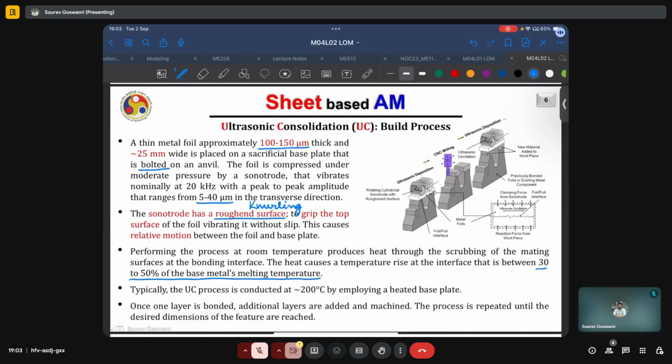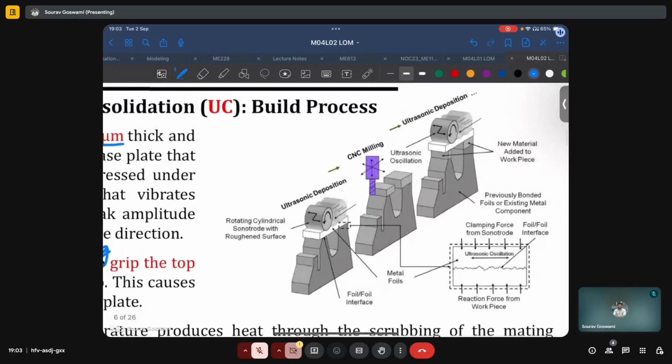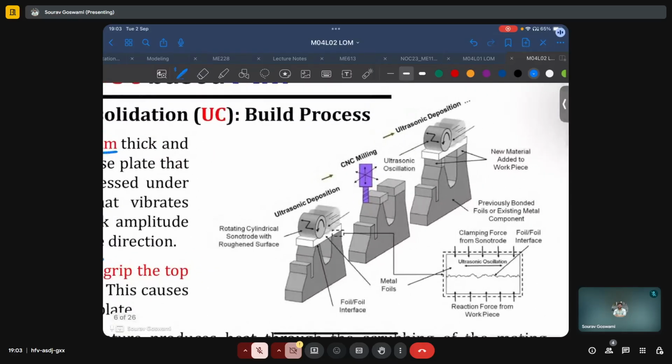And once a layer is bonded, additional layers are also added and machined. The process is then repeated until the desired dimensions of the features are reached. In the schematic here to the right, we also see the excess material removal step, which occurs through this CNC milling contour cutter. This will get rid of, for example, all of this material in between, which is not needed in this case.